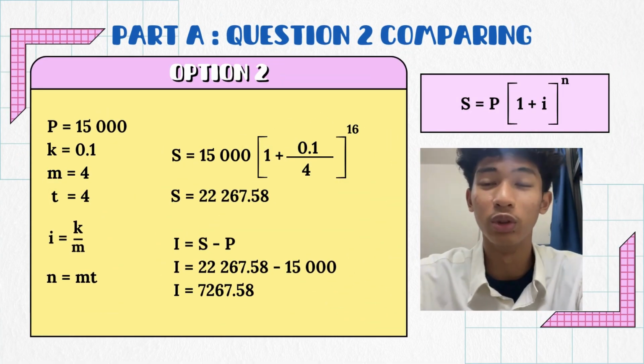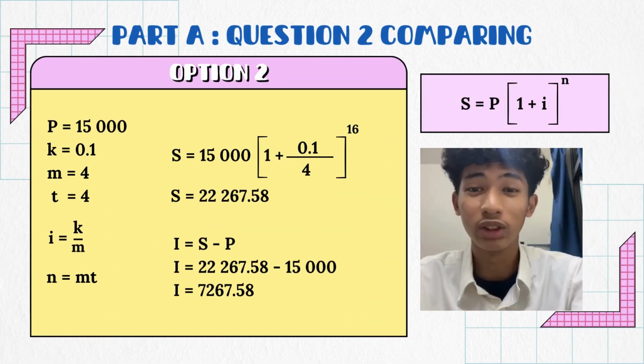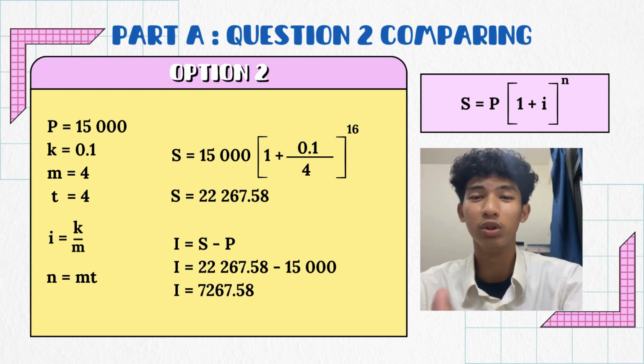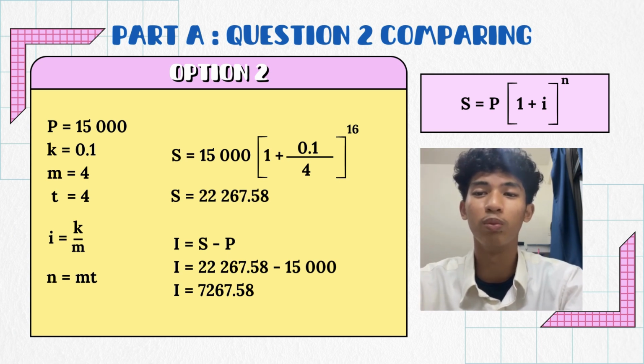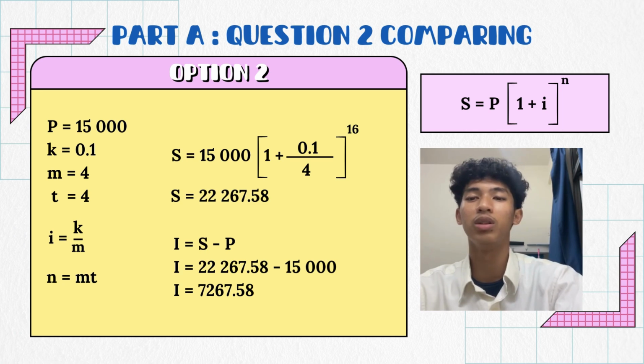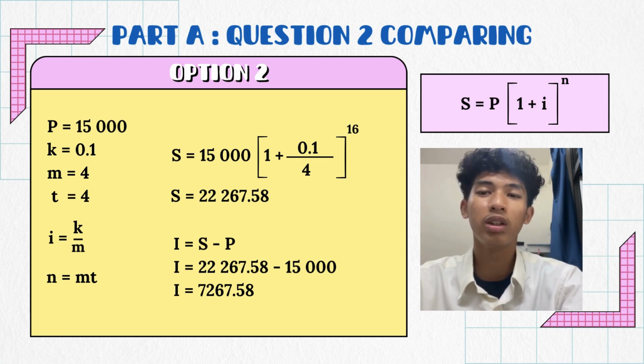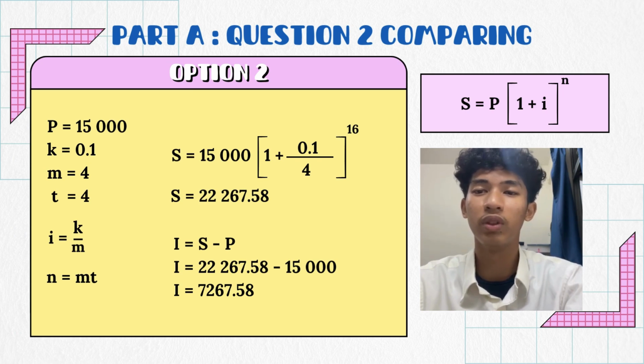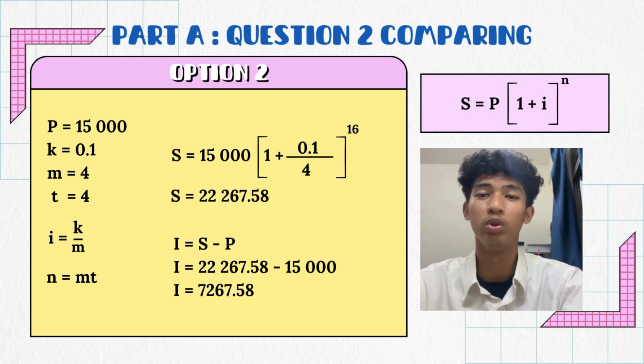So for option 2, I already explained the formula meaning. Just use the same formula. Substitute the information given: S equals 15,000(1 + 0.1/4)^16. And the answer is RM22,267.58.